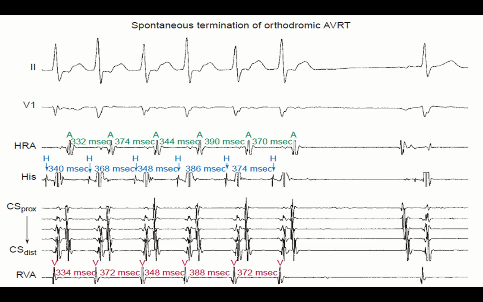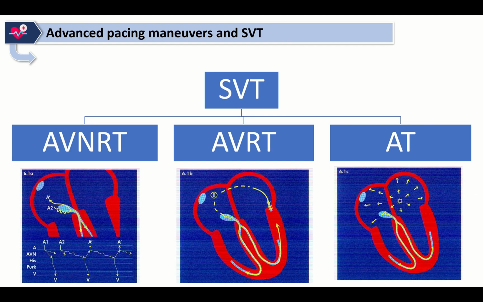Is it a case of atrial tachycardia? Impossible, because HH precedes AA interval and the tachycardia terminated with an A. This confirms it is not atrial tachycardia. It may be AVRT or AVNRT.